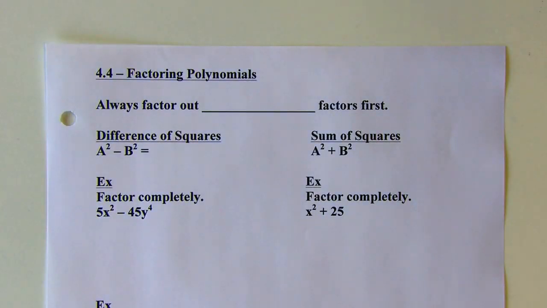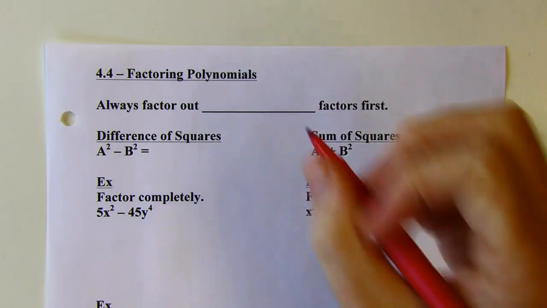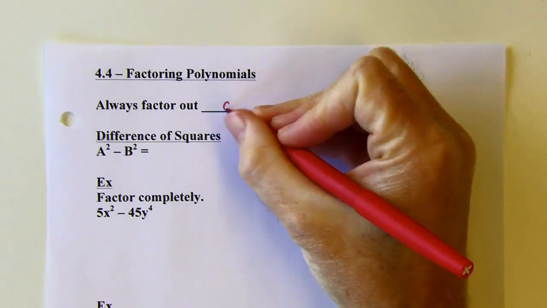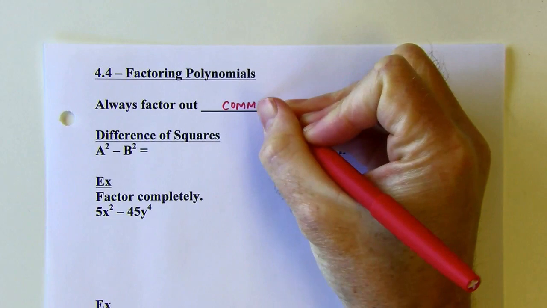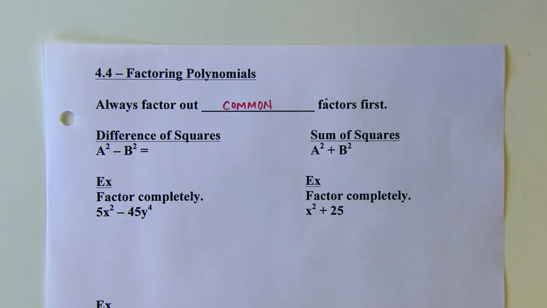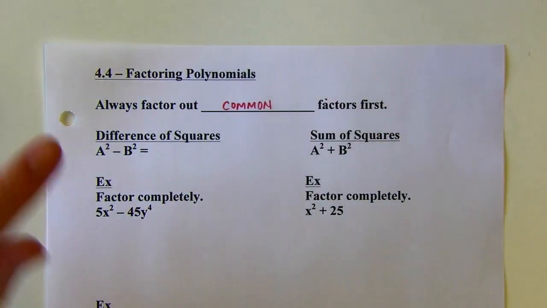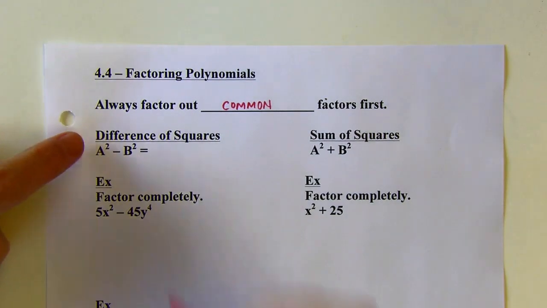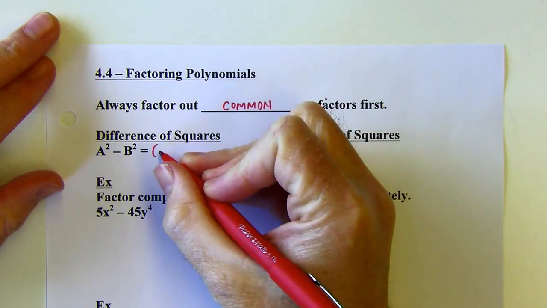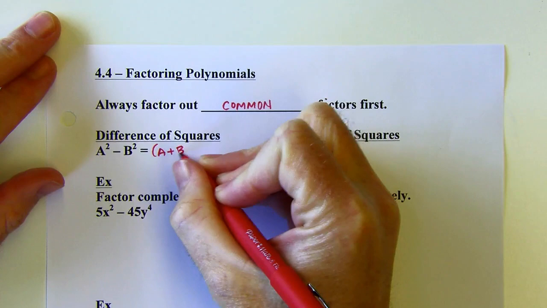Whenever you are factoring, you always want to factor out the common factors first. So just in general, always be checking for that. Next, a difference of squares. We have our difference of squares formula, which is hopefully familiar.